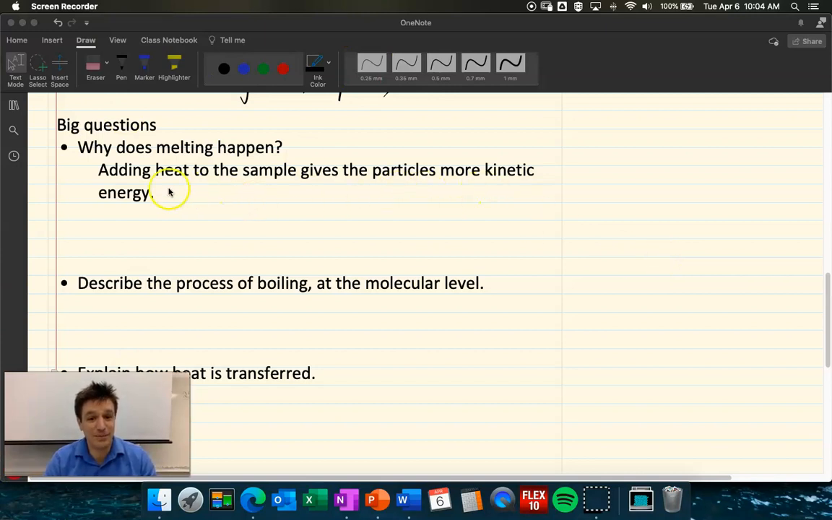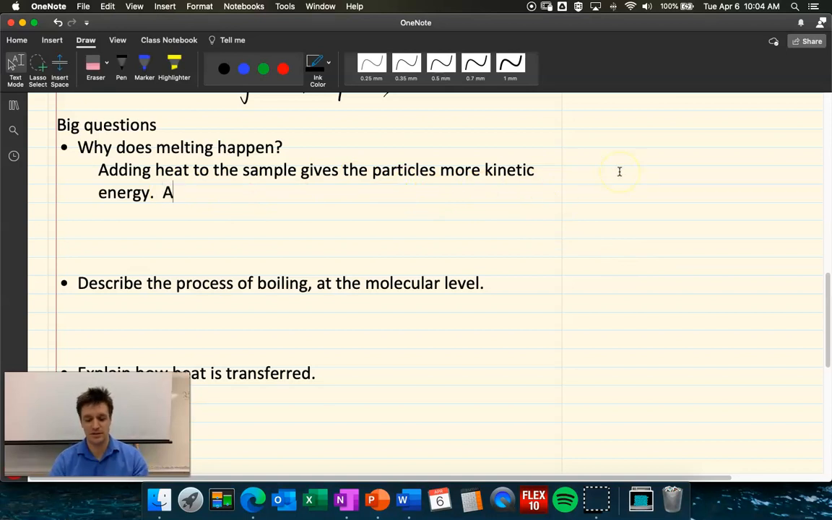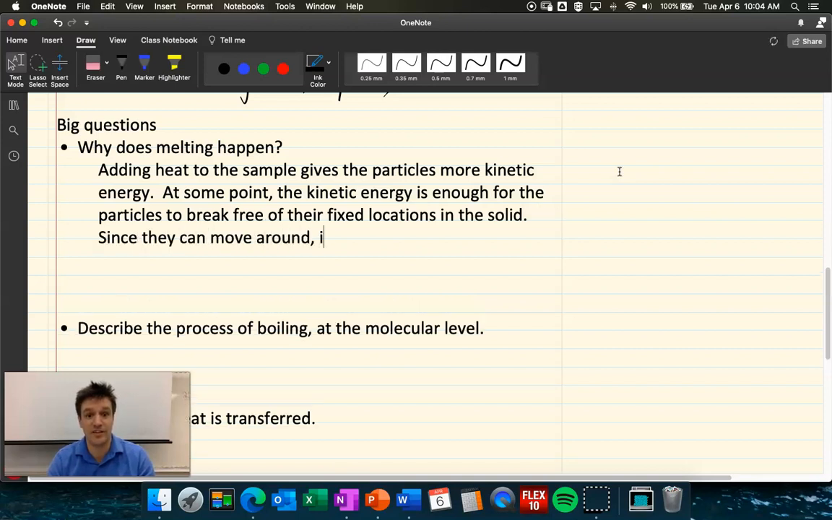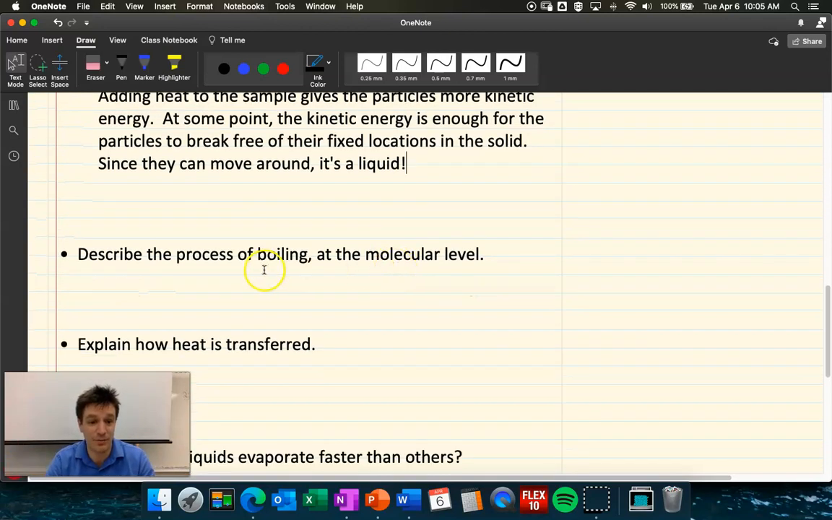Where were we? Adding heat to the sample gives the particles more kinetic energy. At some point, the kinetic energy is enough for the particles to break free of their fixed locations in the solid. Since they can move around, it's a liquid. And that's all there is to it. If you talk about this balance between kinetic energy and the attractions between particles, you can answer any questions about phase changes. Okay? I want you to go ahead and describe the process of boiling.